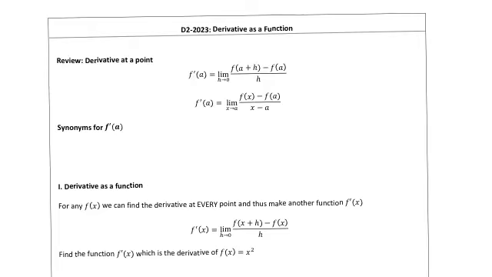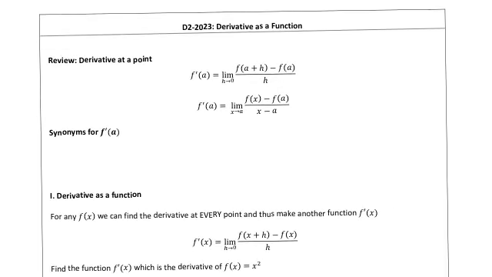Okay, so this is a lesson about the derivative as a function. We learned in the last lesson that we have two formulas. We'll call them number 1 and number 2 for the f prime of a, which is the derivative at a point x is equal to a.